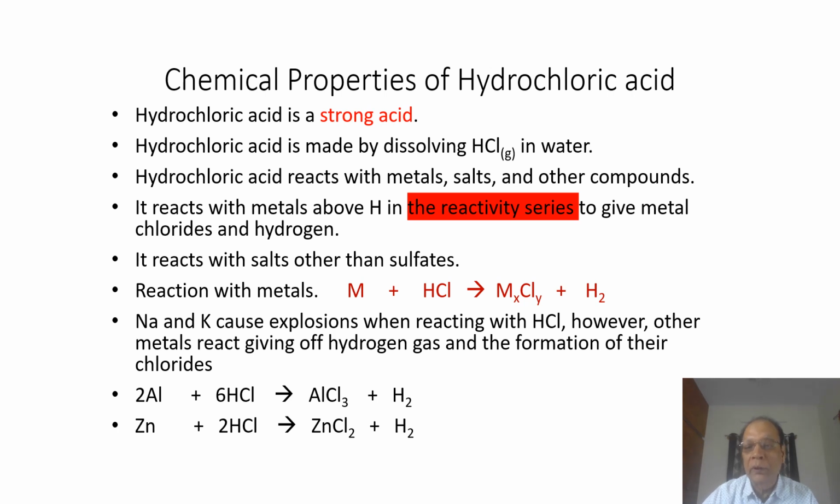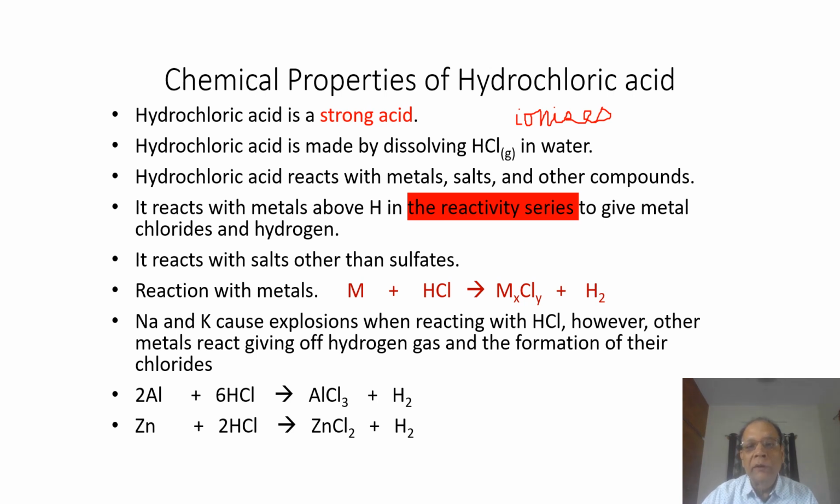Hydrochloric acid is a strong acid. That means it ionizes 90 to 99% in water. It is a polar covalent compound and it undergoes ionization in aqueous solution. Hydrochloric acid is a solution of HCl gas in water. So it is made by dissolving HCl gas in water.